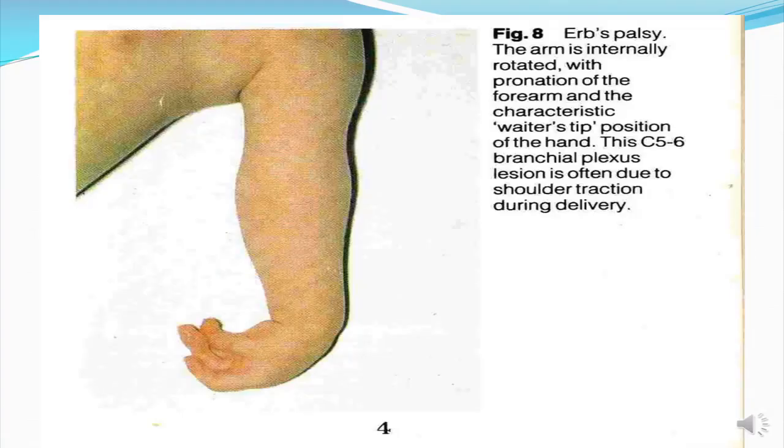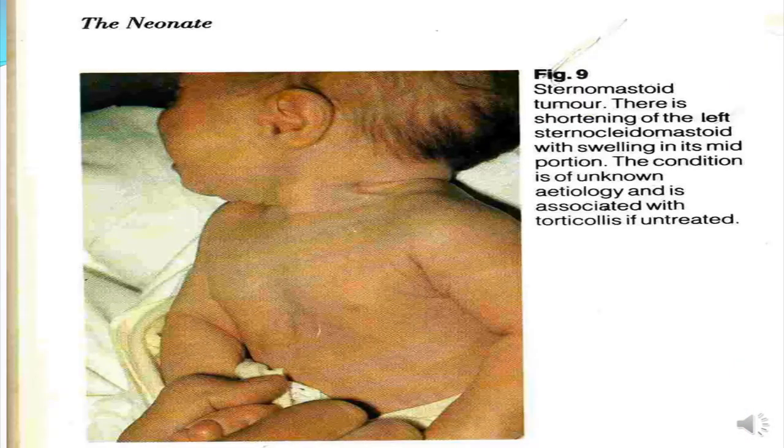This is Erb's palsy, as we mentioned. And this is a rare condition where, following birth, you could see a swelling over the sternomastoid muscle, called the sternomastoid tumor. It is thought to be due to bleeding inside the muscle, and this bleeding will heal and absorb and leave fibrous tissue, and this fibrous tissue will cause swelling, and this may cause contracture of this muscle and lead to torticollis.